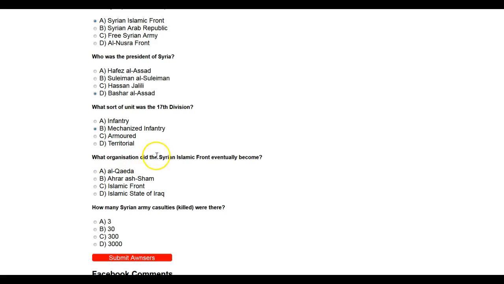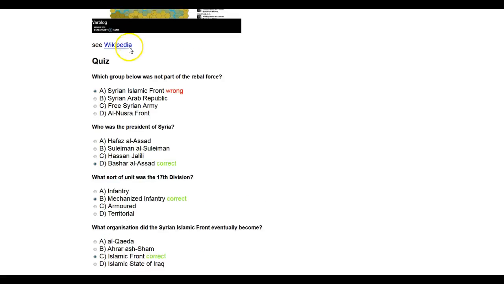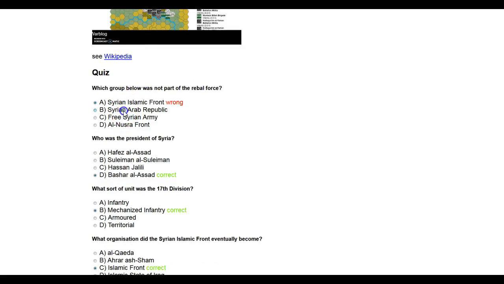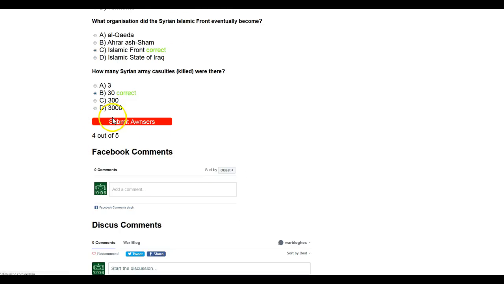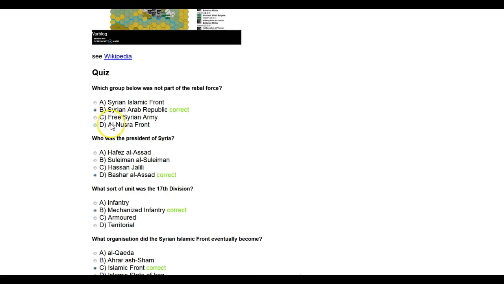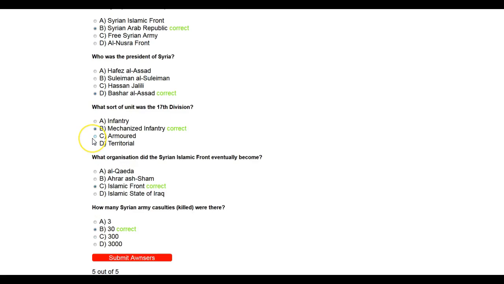What organisation did the Syrian Islamic Front eventually become? I think it's the Islamic Front. And how many Syrian army casualties killed were there? And I think there were 30. But again, you can just do that, and see, I got that one wrong, so I can figure it must have been this one then. And yeah, I got it. So you can see how that works.